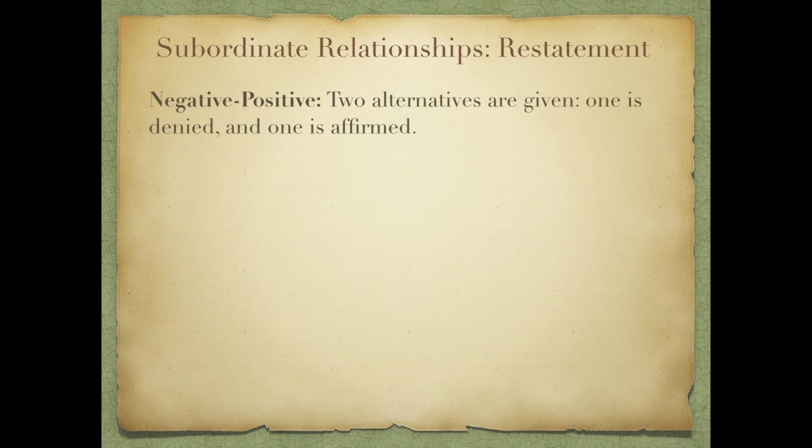The next type of subordinate relationship is negative-positive. Here, two alternatives are given. One is denied, and one is affirmed. Keywords include "not" or "but." Let's look at an example or two.